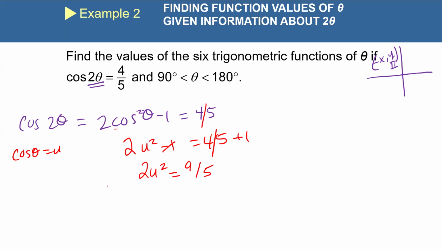And then what am I going to do? Divide by 2, which is the same thing as multiplying by 1/2. And that gives me what? 9/10. Then what's the last thing to get u by itself? You're going to take the square root. So we get u equals 3 over square root of 10, which equals what?